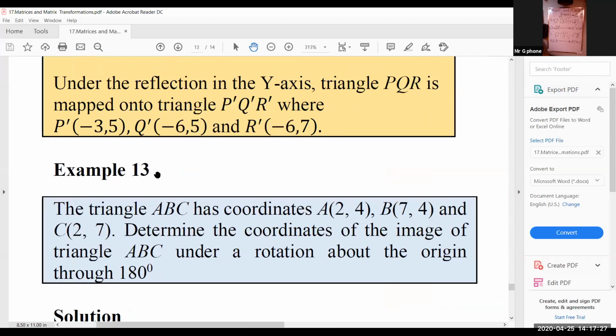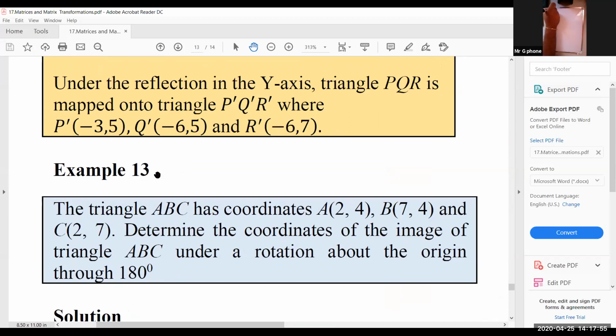The triangle ABC has coordinates A, which is 2, 4, B, which is 7, 4, and C, which is 8, 7. Determine the coordinates of the image of triangle ABC under a rotation about the origin through 180 degrees. You all know how to do that?